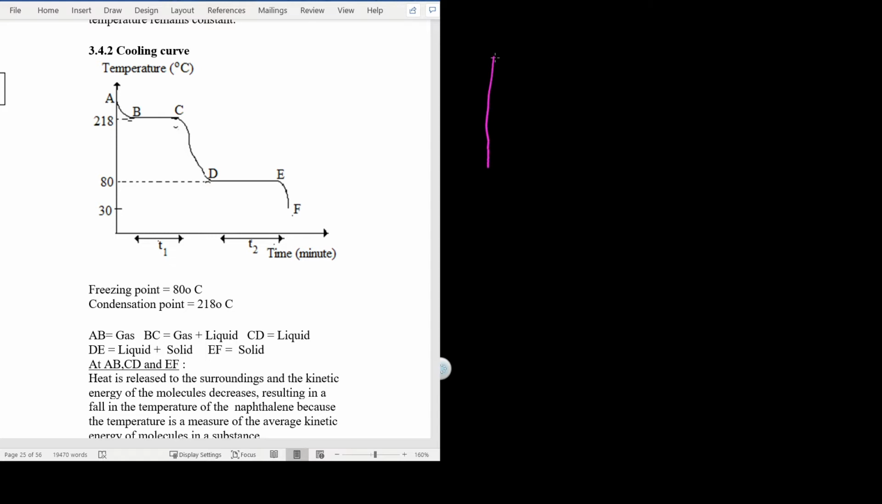First you look at your axis. Here we have time. What will happen to the temperature once the time is increasing, let's say from 0 to 20 seconds? For a cooling curve, the curve should move downward, or the temperature should be decreasing. That is the difference between a cooling curve and a heating curve.